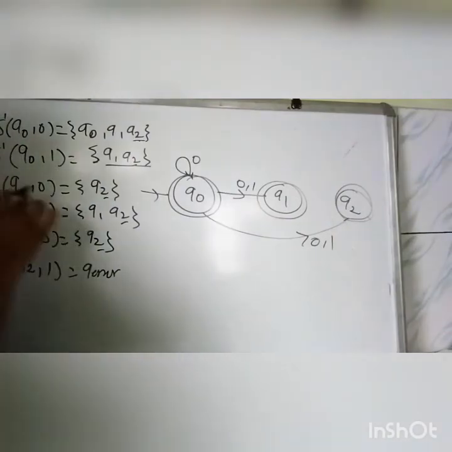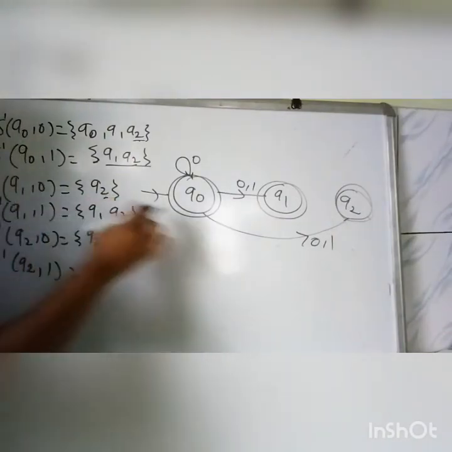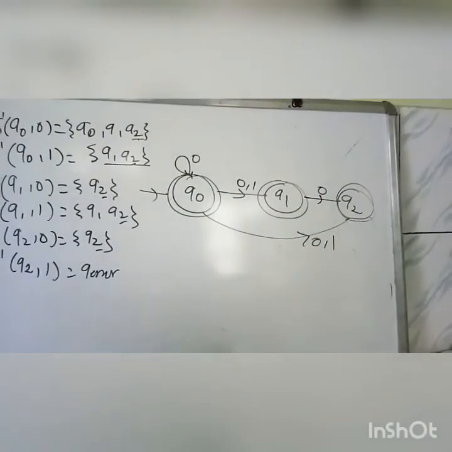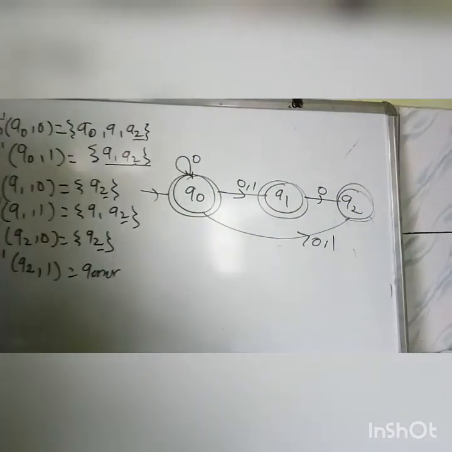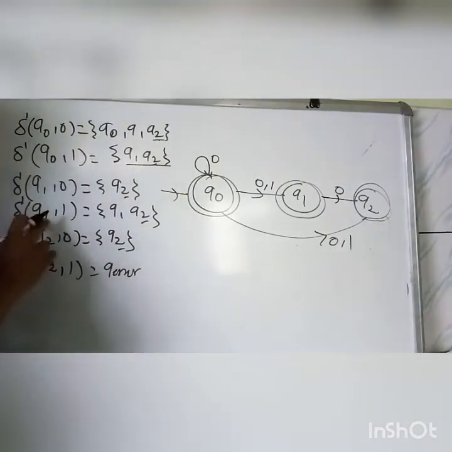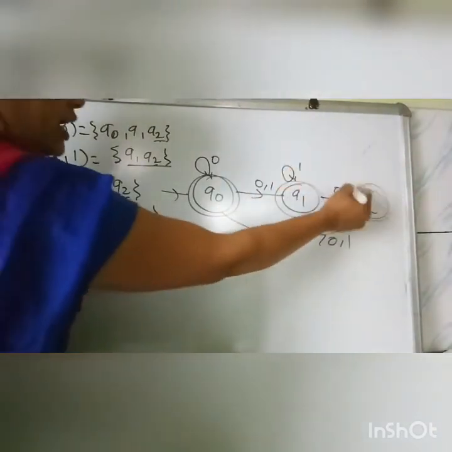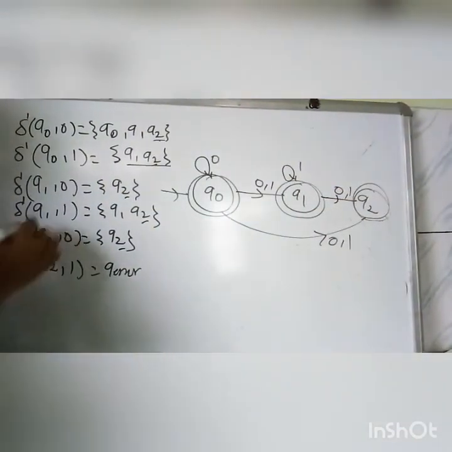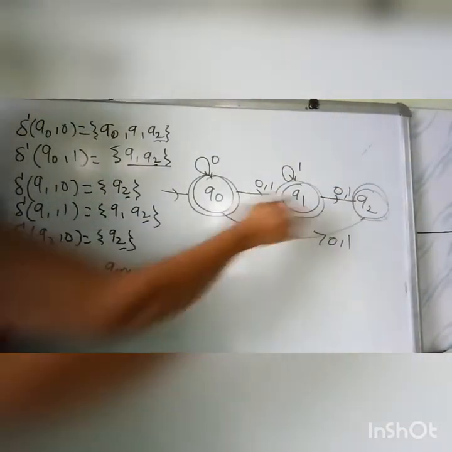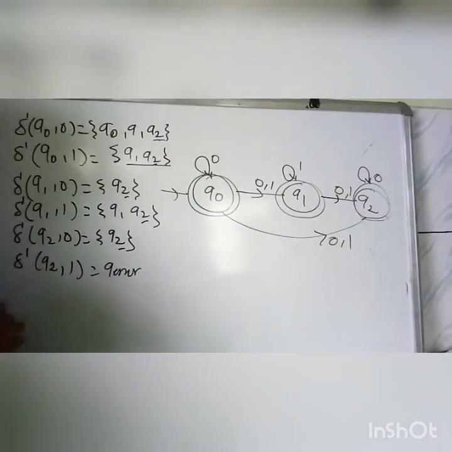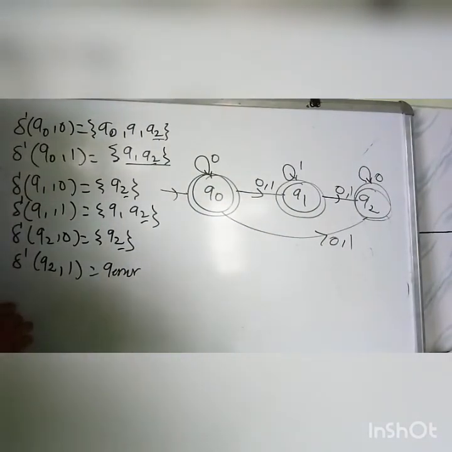Now considering Q1 on 0, it is Q2, means here it is 0. Now for Q1 on 1 it is Q1, Q2, means here it has 1 and 1 again. Now for Q2 on 0 it is Q2, and for Q2 on 1 there is a Q error.